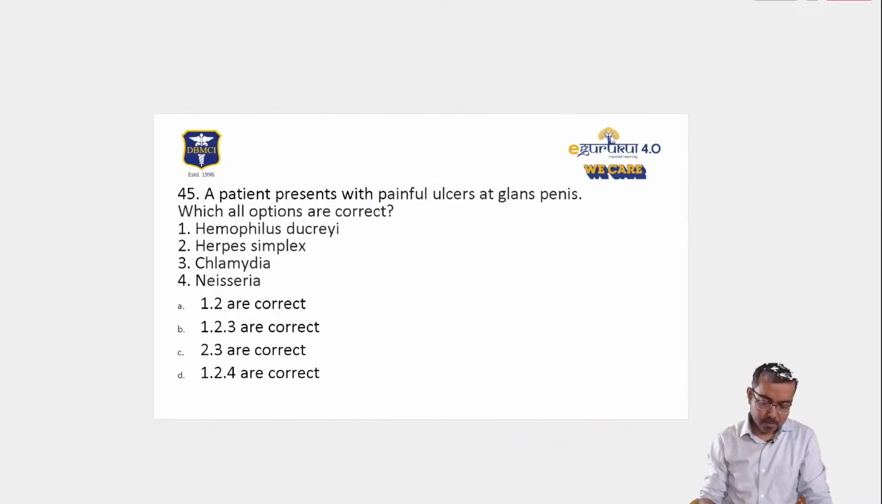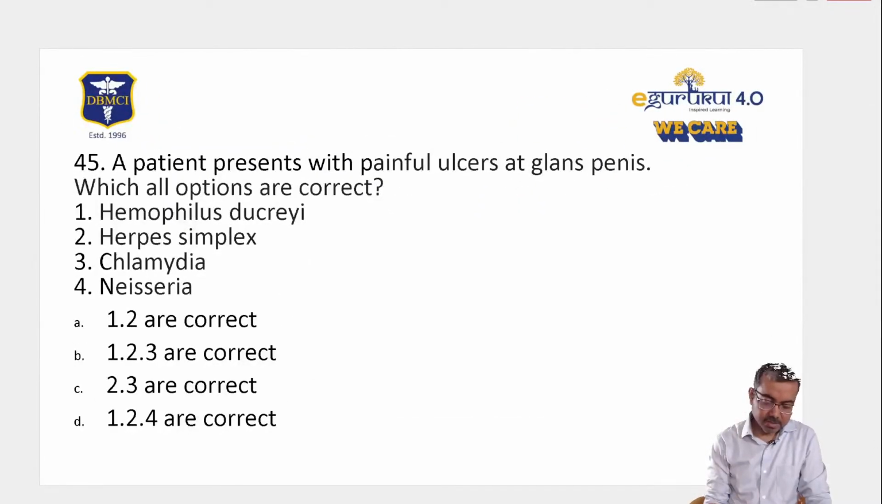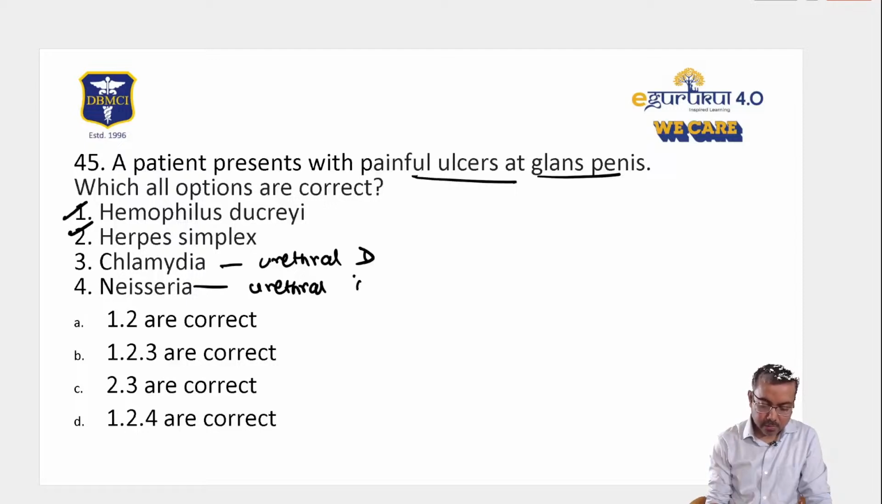Okay. Question number 45. A patient presents with painful ulcers on the glands. This we already discussed, bache. This is going to be 1 and 2. This is going to create urethral discharge. This is again urethral discharge. So ulcers will only be 1 and 2. We've already discussed it, so I'm not going to do it anymore.